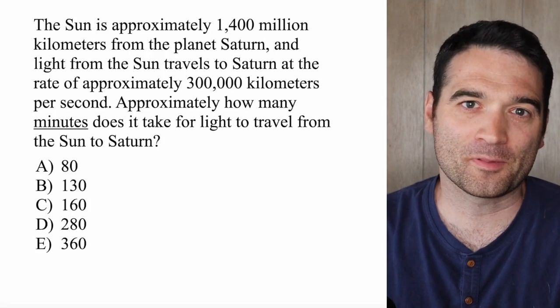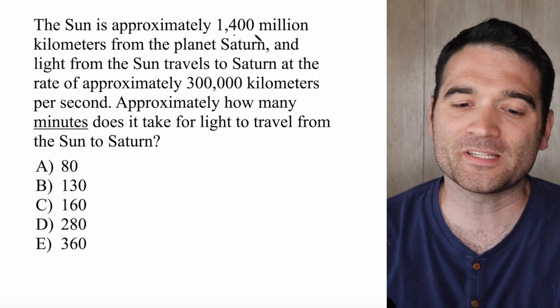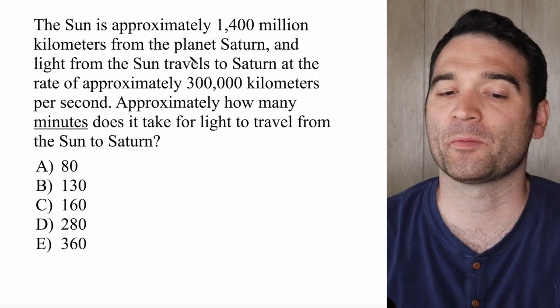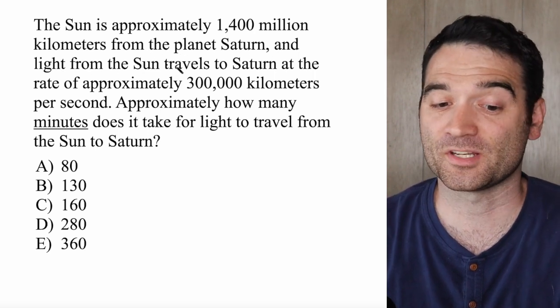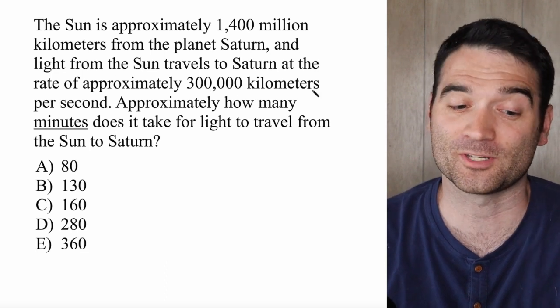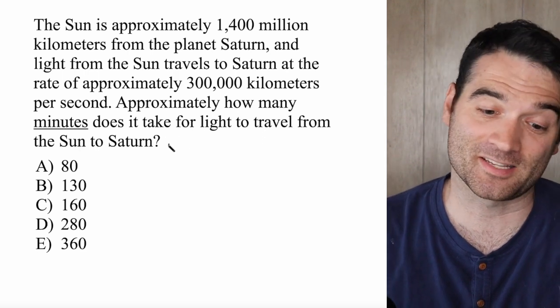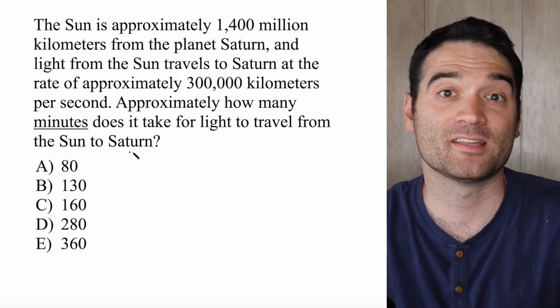Here's a GRE arithmetic question. Let's take a look. The sun is approximately 1,400 million kilometers from the planet Saturn, and light from the sun travels to Saturn at the rate of approximately 300,000 kilometers per second. Approximately how many minutes does it take for light to travel from the sun to Saturn?